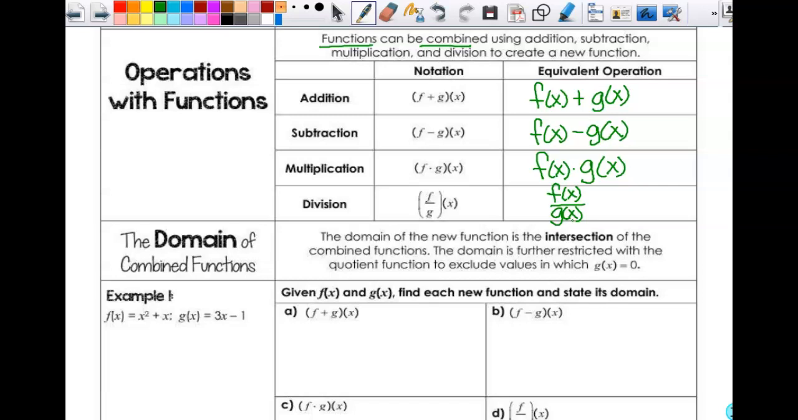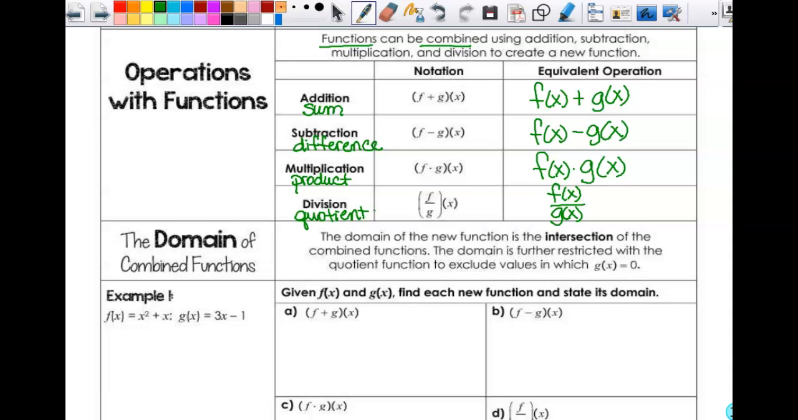Another word for addition is the sum. So it would be the sum of the two functions. Subtraction would be difference. What do we use for multiplication? Product. And what do we use for division? Quotient. Very good. Make sense? Sound good? Awesome.